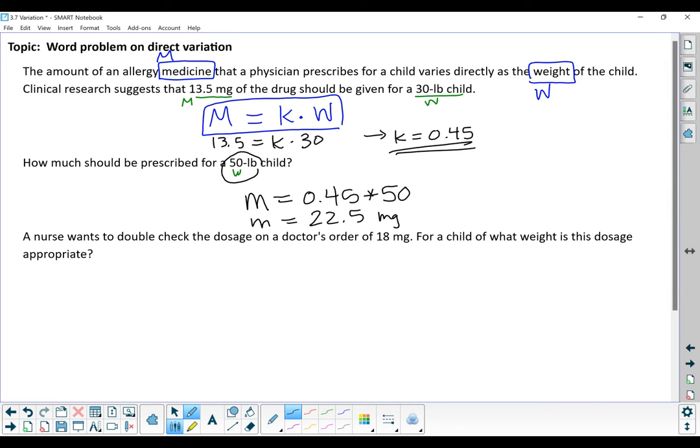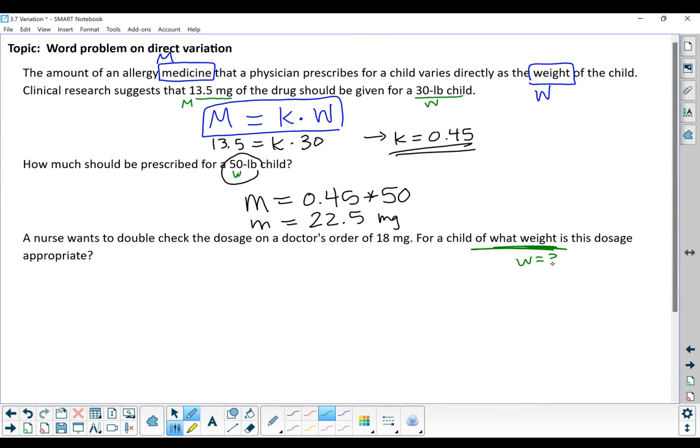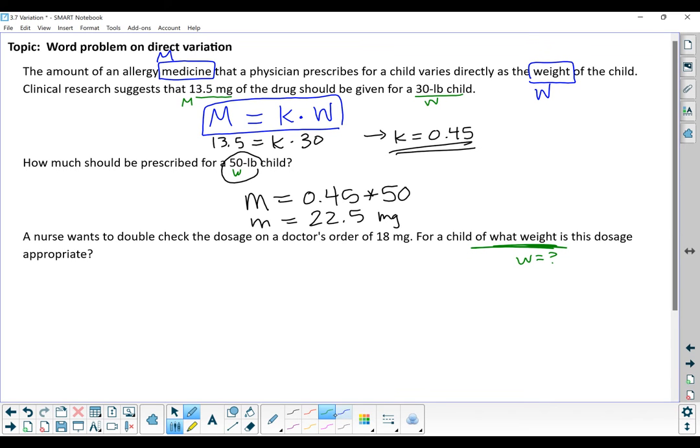So sometimes you might be solving for your dependent variable, which for me was M. Sometimes you might be solving for the independent variable. You've got to read the words and decide what it is asking you to solve for. So in this one, my question is, for what weight is this dosage appropriate? So we're going to solve for W, and it says that the nurse wants to double check the dosage on a doctor's order of 18 milligrams. So that is giving us the amount of medicine.